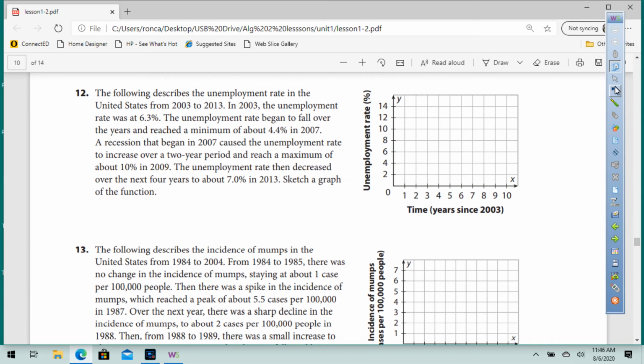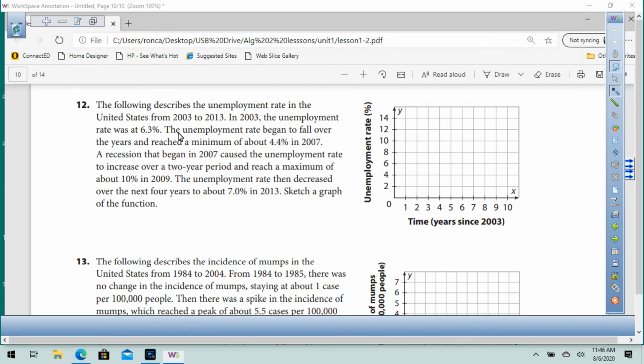Number 12. The following describes the unemployment rate in the United States from 2003 until 2013. That's a total of 10 years. In 2003, the unemployment rate was at 6.3%. So let's find that. And we'll say it's about right there.